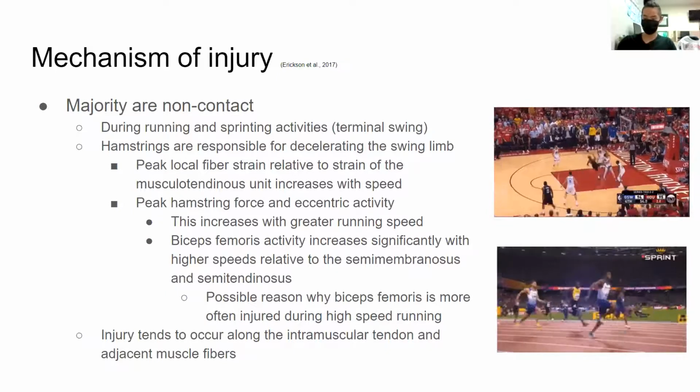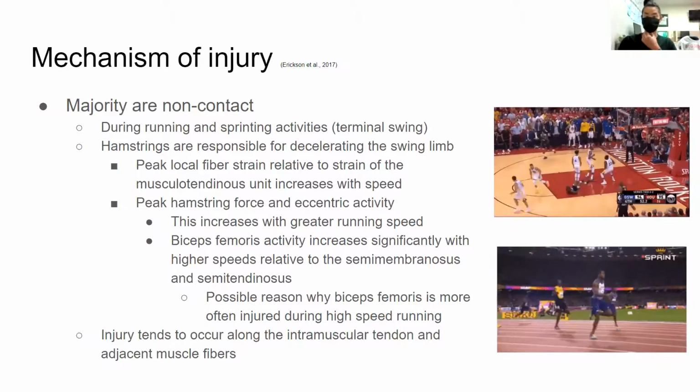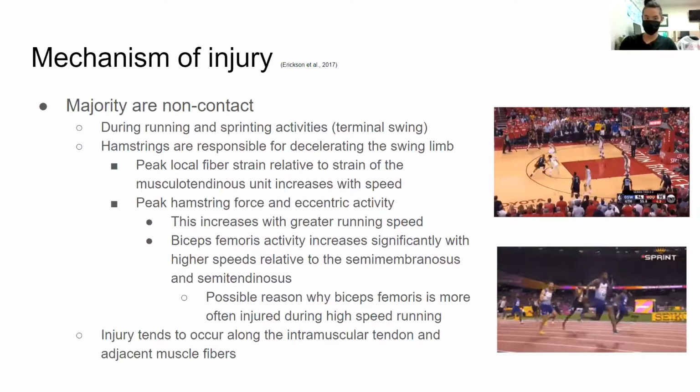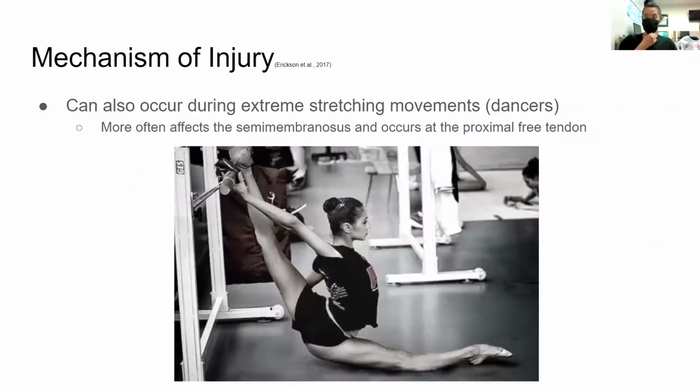And this injury also tends to occur along the intramuscular tendon. You can also get this injury through extreme stretching. So especially with hypermobility, this type of injury tends to happen with the semimembranosus and usually occurs at the proximal free tendon versus the intramuscular tendon.